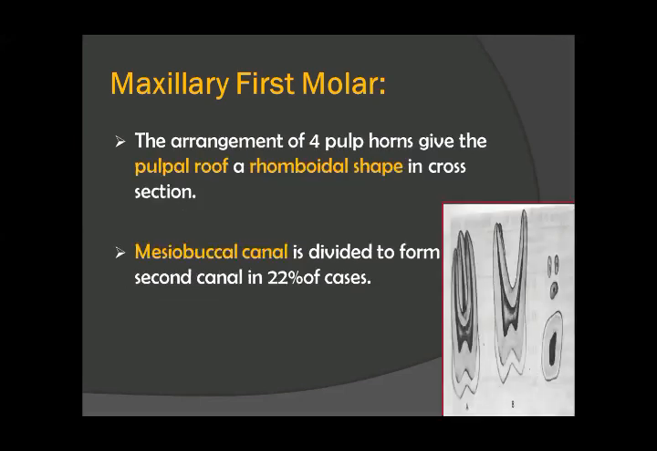The arrangement of four pulp horns gives the pulp roof a rhomboidal shape in cross section. MCQs में ये questions most important. Arrangement of pulp horns gives the pulp roof a rhomboidal shape. ठीक है, इन क्रॉस सेक्शन में क्या होगा कि पल्प चैम्बर या पल्प रूफ जो है वो rhomboidal shape होगा. Mesiobuccal canal is divided to form second canal in 22% of cases.